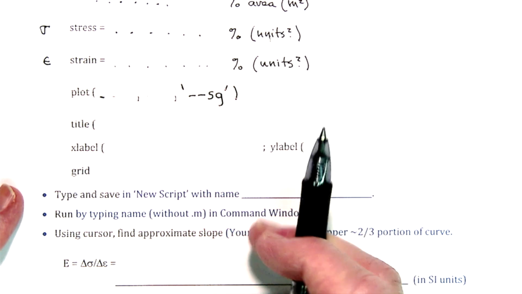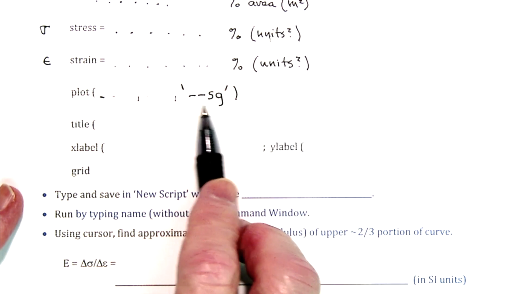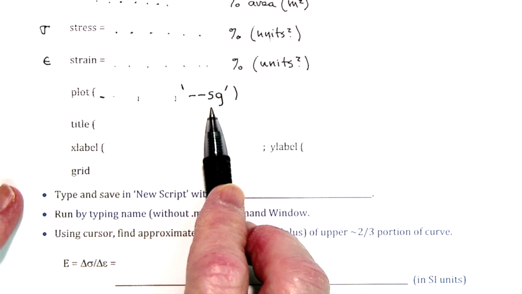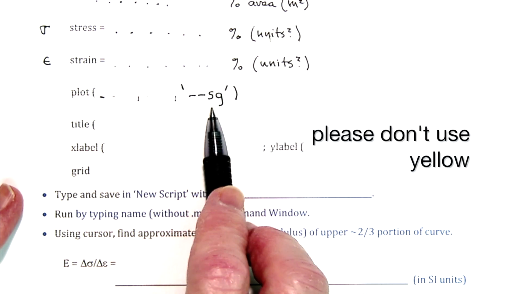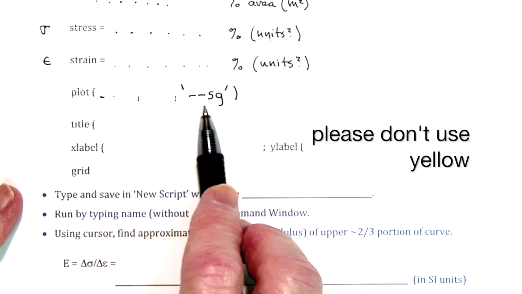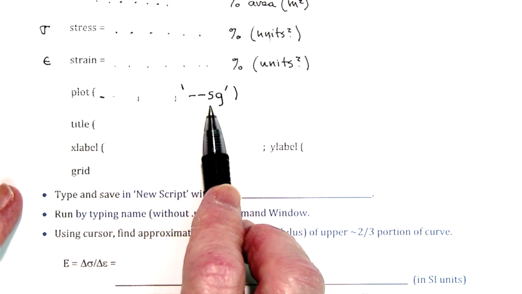Now for your particular plot, I'd like you to use a different line style and color and marker than I've used here. I'll let you decide which ones you want to use. Just use something different than my values here.